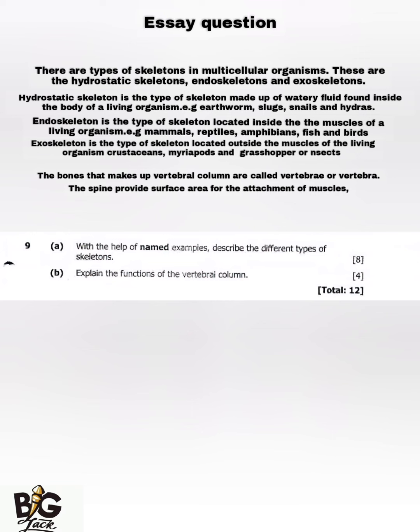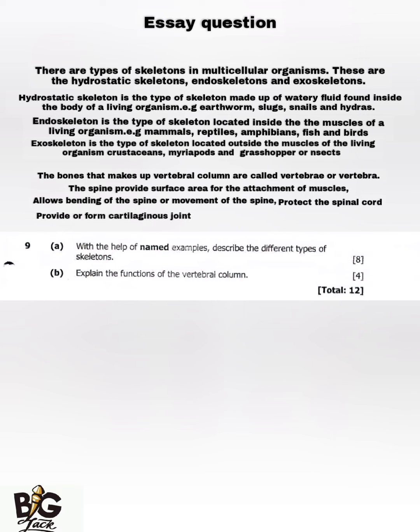Apart from that one, the vertebral column also allows movement or flexibility. It provides the bending of the spine. Apart from that one, it also provides protection to the spinal cord. It protects the spinal cord from mechanical damage. Apart from that one, it also provides the cartilaginous joint. So that is all, the last one.